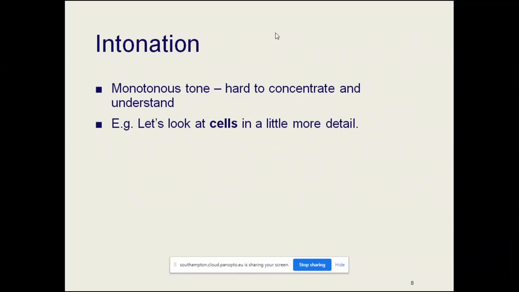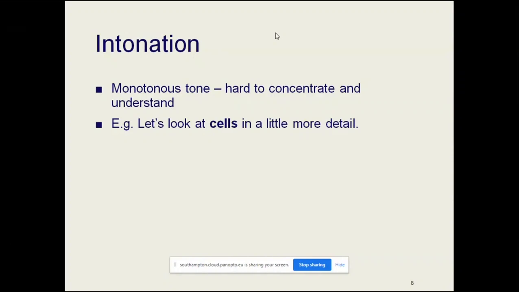Okay, as well as pace, our intonation is really important. If we speak at the same tone throughout, it sounds monotonous, it's very same. That can make it hard to concentrate, and it can also be quite boring. And it kind of gives that message that you're bored, and if you sound bored about your research, you're not going to make somebody else enthusiastic. So that intonation, the rise and fall of our speech, is really important.